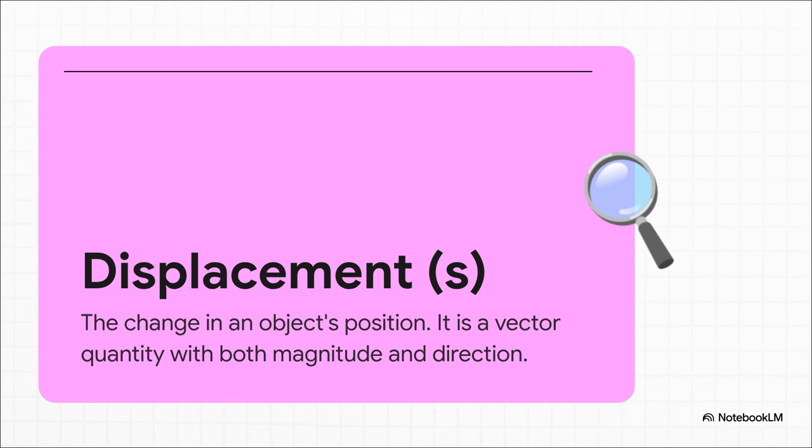Now, this is not just the distance an object travels. No, it's how far it's moved from its starting point in a specific direction. So let's say you walk 5 meters east, and then you turn around and walk 5 meters west. You've walked a total of 10 meters, sure, but your displacement is 0. You're right back where you started.